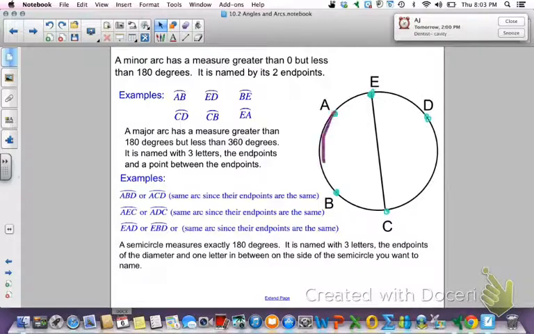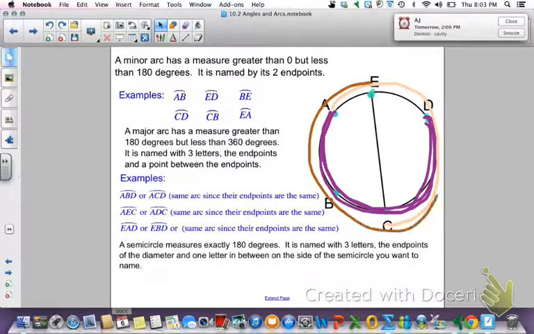I have this arc right here, ABD, and notice I could have called it ACD because B and C are both on that major arc right there. So you name it by the endpoints and then you pick one of the points that lies on the arc. Another example of an arc that's major is AEC. Notice that could also be called ADC. Here's another example. You have EAD, and I can give that another name of EBD. You could even call it ECD.